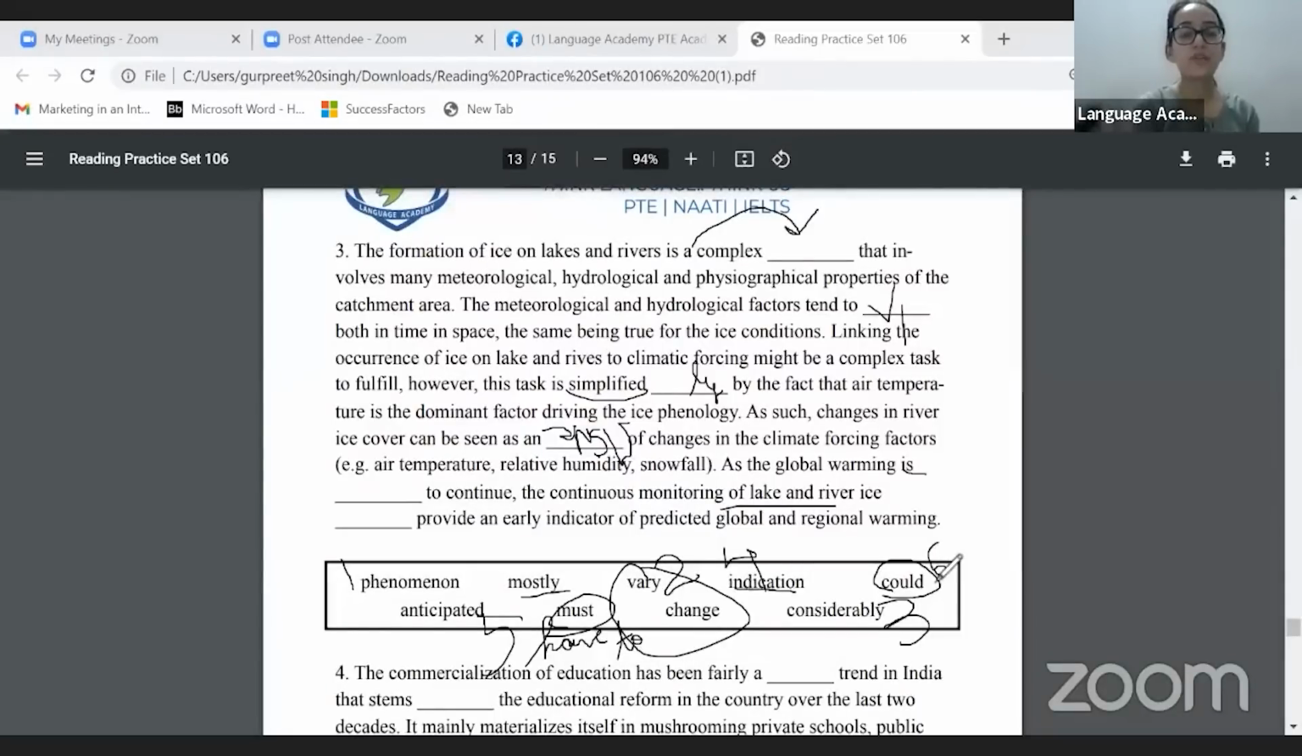And with "is" comes the third form. Again, we had only one, "anticipated." And the last one, "must" doesn't fit. We cannot say "monitoring of lake and river ice have to do this," but we can say "this could provide an indication."